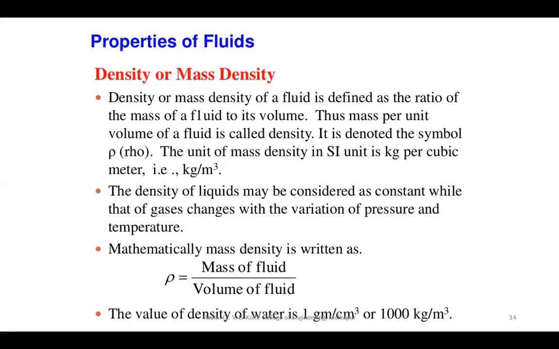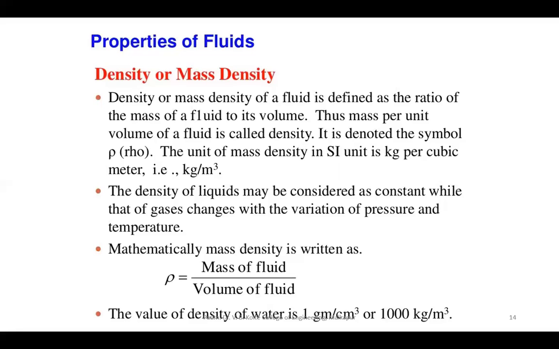Let us start with our first property, density, which may be called mass density. Density or mass density of the fluid is defined as the ratio of mass of the fluid to its volume. Thus, the mass per unit volume of the fluid is called density. It is denoted by the symbol rho. The unit of mass density in SI is kg per cubic meter, meaning kg per meter cube.